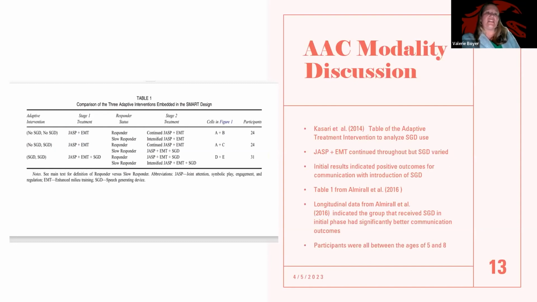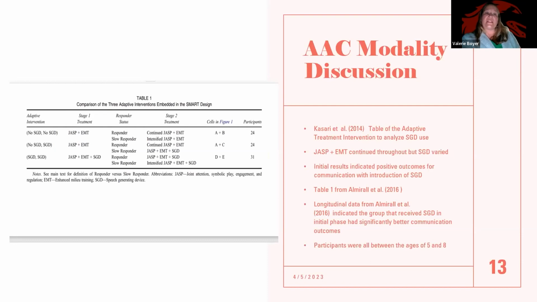For example, if you look at the no SGD group over on the left-hand side, you'll see that based on the response to that initial treatment of the JASPER and the enhanced milieu without a speech generating device, they either made decisions that the person was responding and so they continued that treatment, or the child was not responding and they intensified that treatment. In the no SGD to SGD group, the initial treatment was done without a speech generating device, and then a speech generating device was added in the second phase of the treatment. And again, that speech generating device was added, you can see, in the slow responder group.